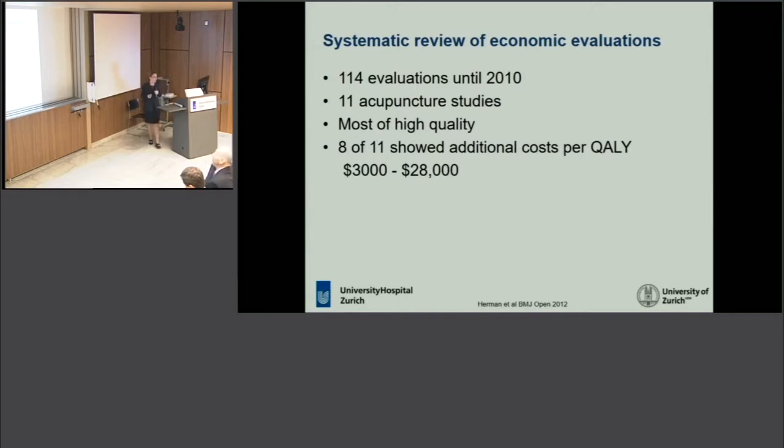There's a nice systematic review which we have done on complementary medicine and health economics, and Patricia Herman was pulling most of the heavy workload here. These were 114 evaluations on complementary medicine overall, all health economic analysis. This included 11 acupuncture studies. And when we have a look at these 11 acupuncture studies, this included some of ours, but also studies from the UK and other countries, 8 of those showed additional costs per QALY. And these were ranging between $3,000 and $28,000, depending on the diagnosis and the country where the data was from.